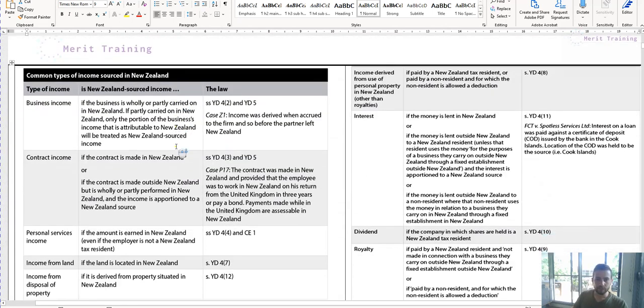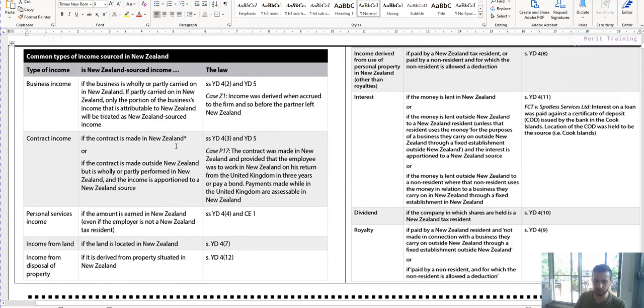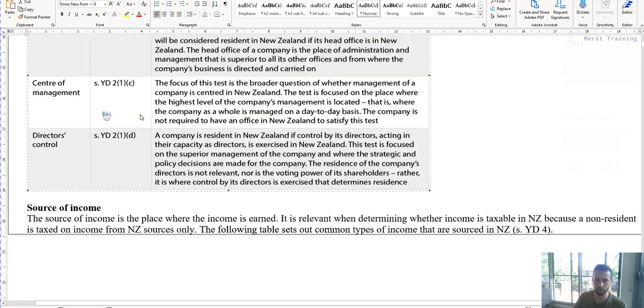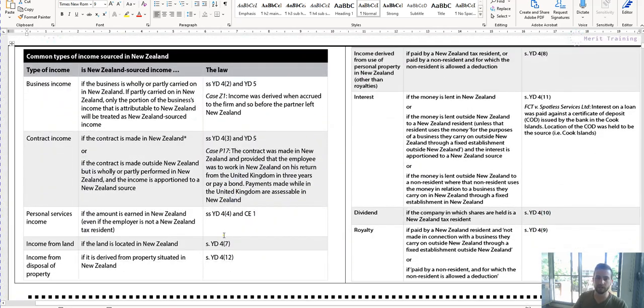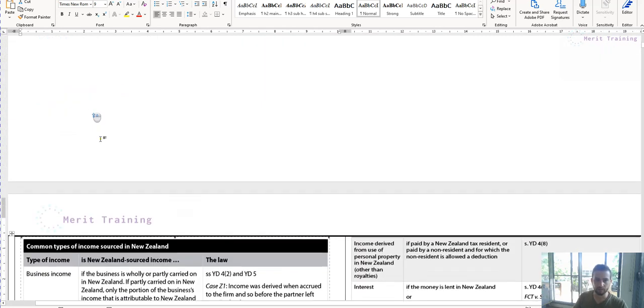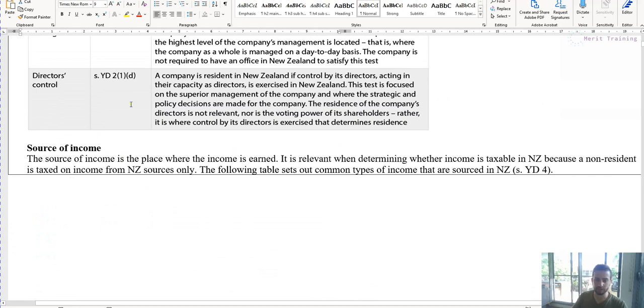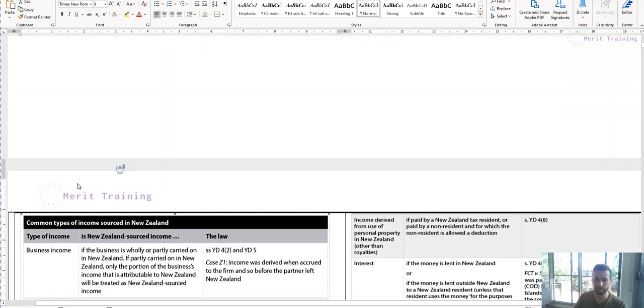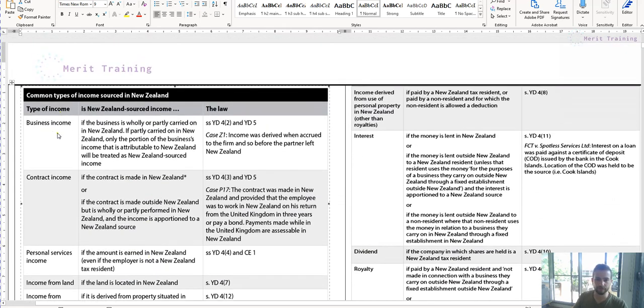So the next table. We talked about residency and source of income for individuals, but we've only talked about residency for companies. So the other aspect is, as a company, where is that income sourced? But it's not just companies, it's all individuals, companies, all entities basically. So the first one is business income. This is New Zealand sourced income if the business is wholly or partly carried on in New Zealand. If it's partly carried on in New Zealand, you need to apportion the amount that was incurred in New Zealand.